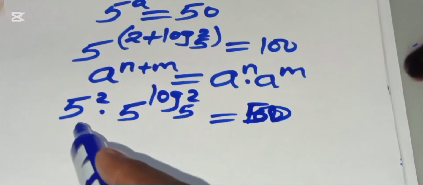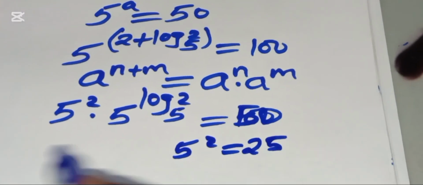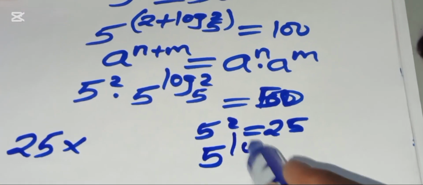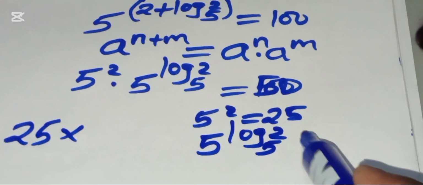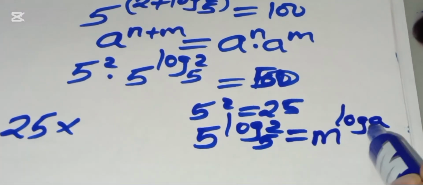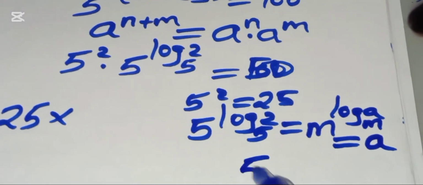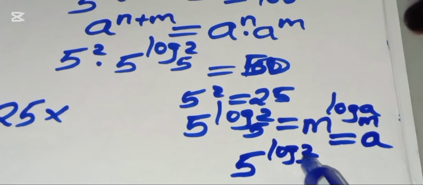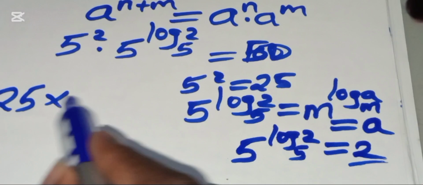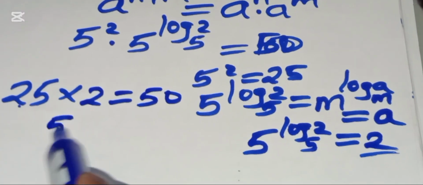Now from what we have here, 5 squared is equal to 25, okay? So we have 25 multiplied by, now 5 raised to power log 2 to base 5. This is actually in the form of m raised to power log a to base m, and this is supposed to give us a value of a. Now similarly, 5 raised to power log 2 to base 5 should give us a value of 2. Now let's substitute this value of 2. We'll have 25 times 2. This should be equal to 50. So 25 times 2 is equal to 50.